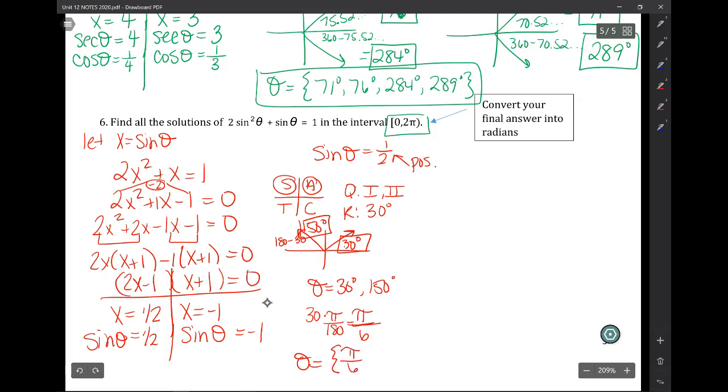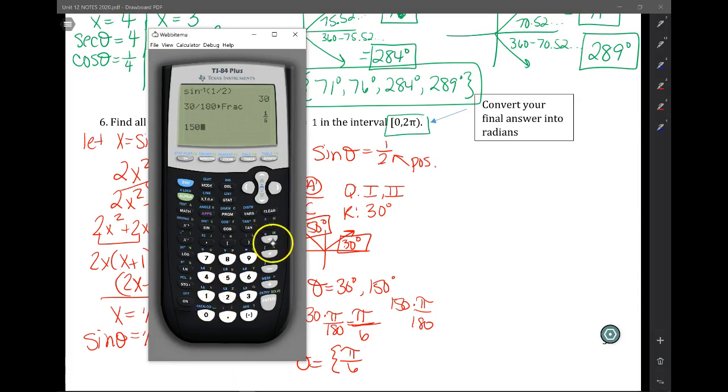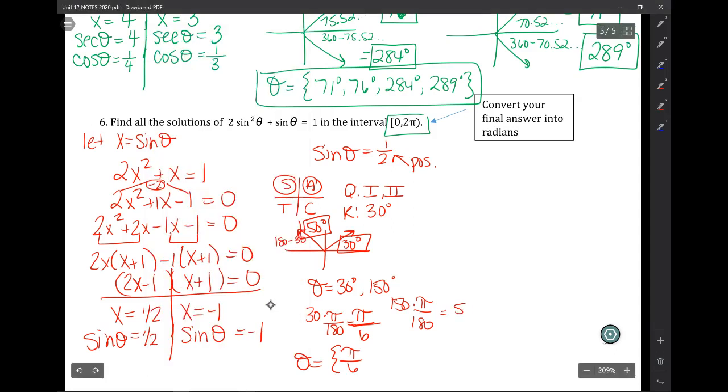So let's convert the other one. 150 times pi over 180, and then you can do math frac again if you don't know how to do it off the top of your head. 150 divided by 180, math, enter, enter, and it'll be 5 pi over 6. So there's my other answer. That's a 5. But that's only half the question. There was this whole other answer that we got over here.